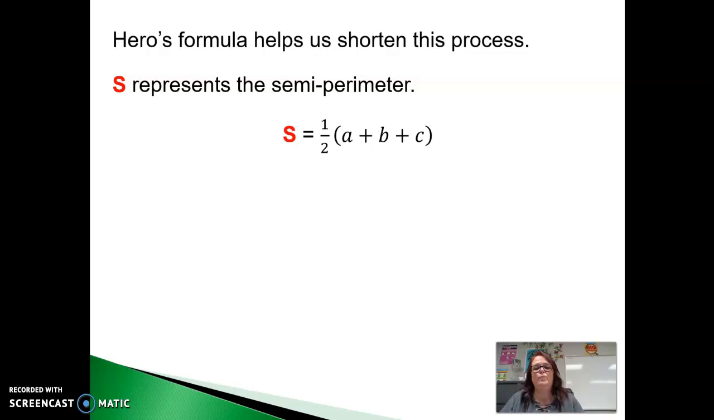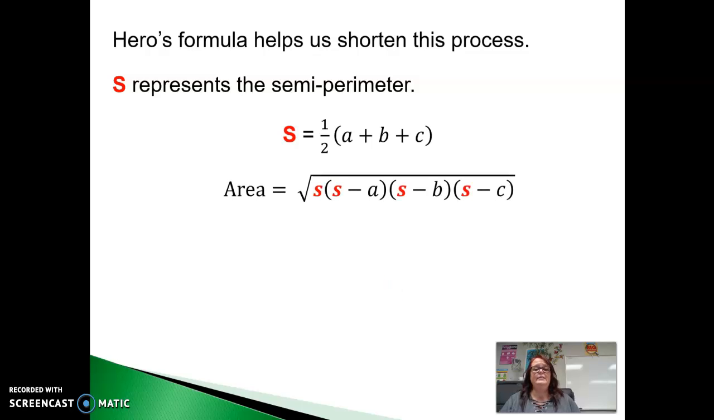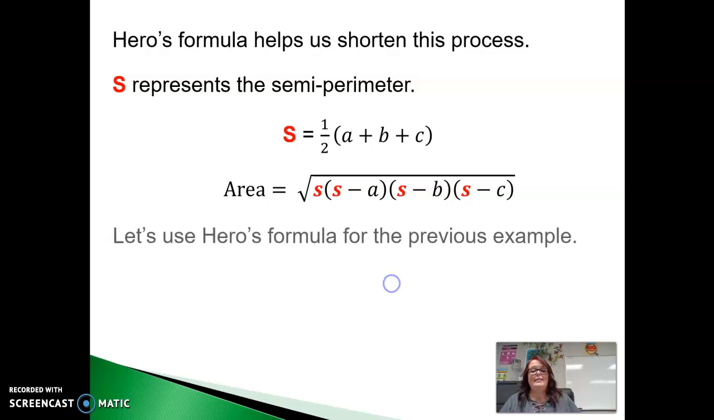Remember that the perimeter of a triangle is the sum of the measures of its sides. So I'm doing half of A plus B plus C. My formula says if I take the square root of my semi-perimeter times my semi-perimeter minus A times my semi-perimeter minus B times my semi-perimeter minus C, that gives me the area of a triangle.